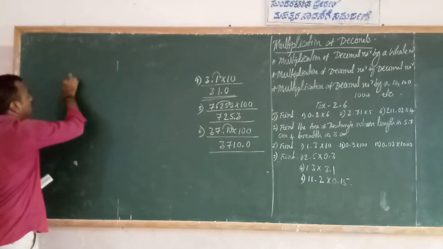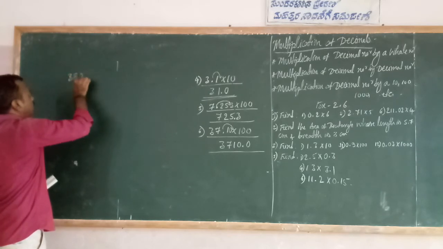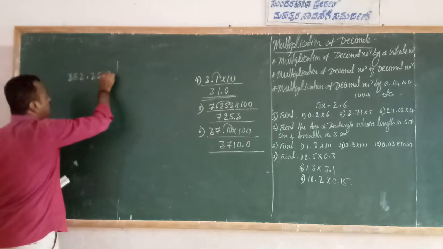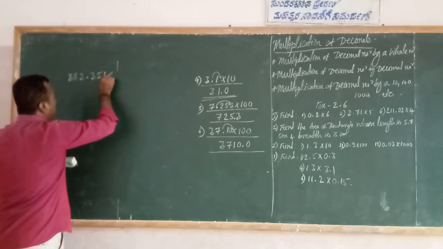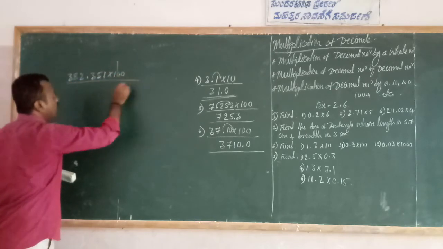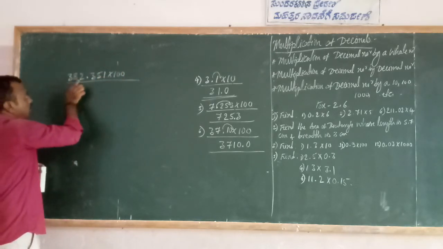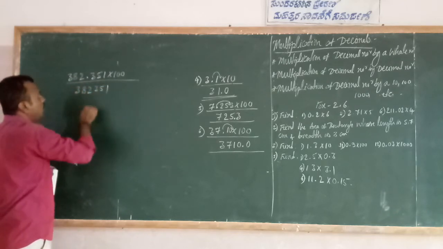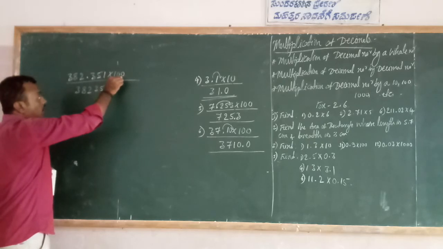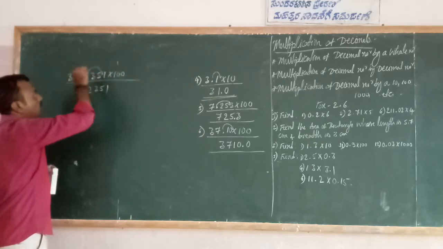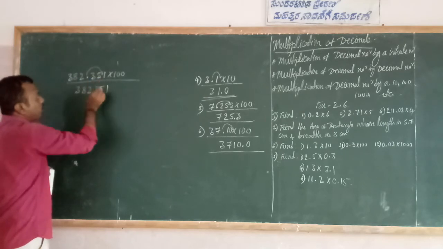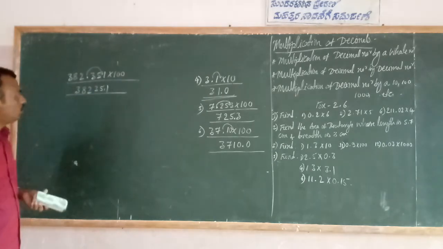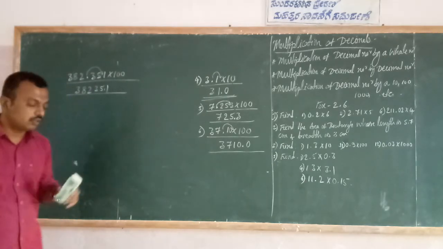See, 382.351 into 100. Problems like these are very simple. 382.351 as it is written. How many 0s are there in the 100? Two 0s. That's why two digits we should shift to the next place. So between 5 and 1, here is where the point comes. So 38235.1. Are you understood? So next one.